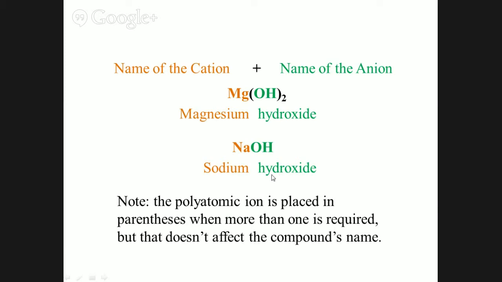And again, when I balance my charges so that my compound's neutral, I may have a polyatomic ion that has to be more than one. Okay, magnesium, column 2, alkaline earth metals, +2 charge, 2 valence electrons. Needed two of these in my crisscross, but it doesn't change the name.